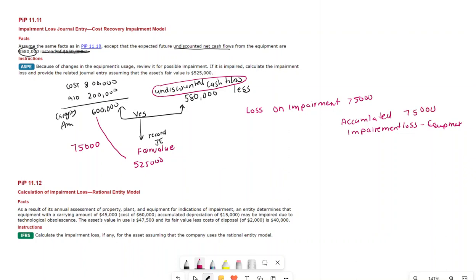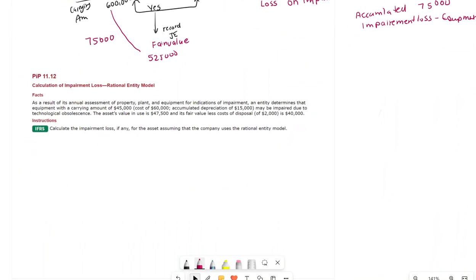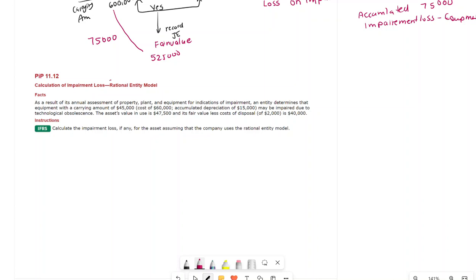This is when we just did a cost recovery model. The cost recovery model is used by companies if they're following an ASPE standard. If the company is following an IFRS standard, they will use something called a rational model. Their way of doing calculations will be different, but in this case, we are going to do what we know first. Cost of the asset was 60, accumulated depreciation was 15, and that's how we got the net book value of our asset. And that is my carrying amount.